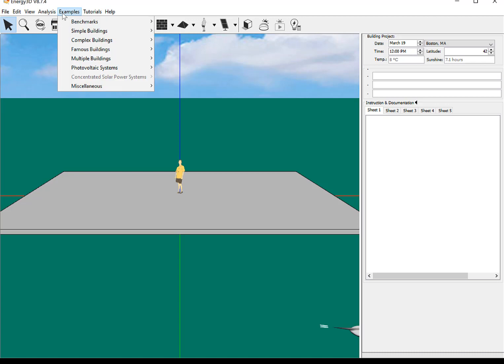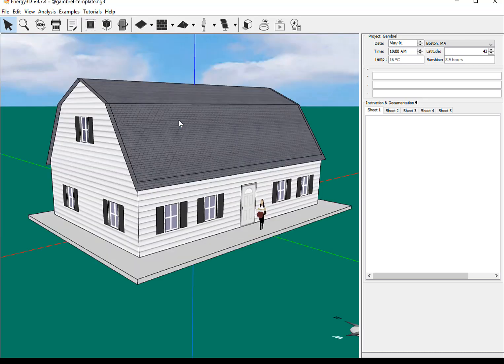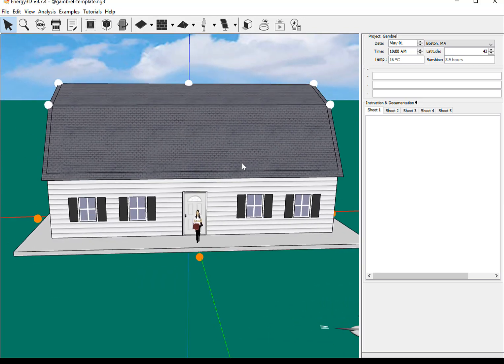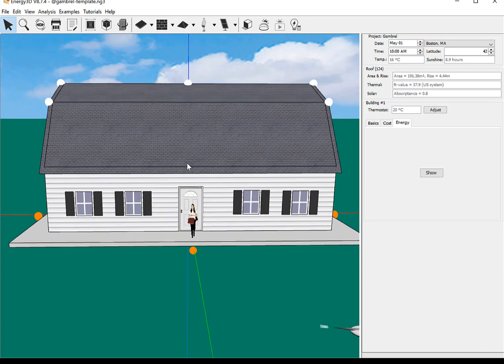So I'm going to go up to my examples menu and I'm going to do simple buildings, and I am going to pitch Dutch colonial this time. And I still find it easier to just orient my house to where I'm looking at the south side of the house. You know, that's my personal preference. You guys can pick whatever angle that you guys would like.